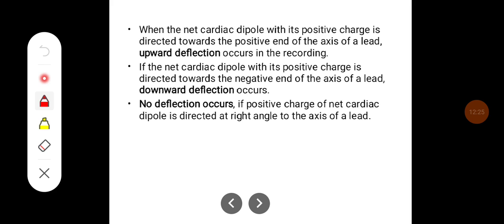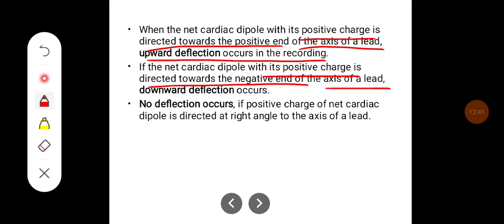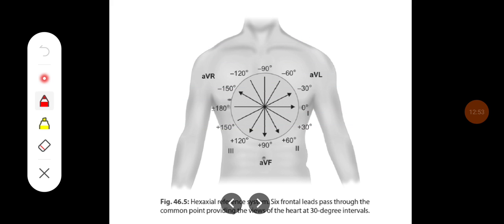When the net cardiac dipole with its positive charge is directed towards the positive end of the axis of the lead, upward deflection occurs in the recording. If the net cardiac dipole with its positive charge is directed towards the negative end of the axis of a lead, downward deflection occurs. No deflection occurs if the positive charge of the net cardiac dipole is directed at right angles to the axis of a lead.